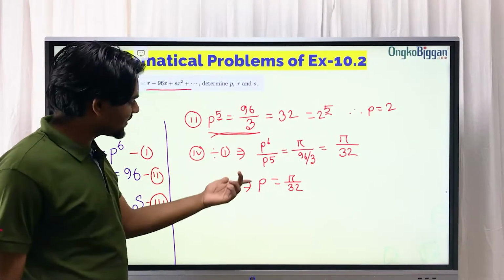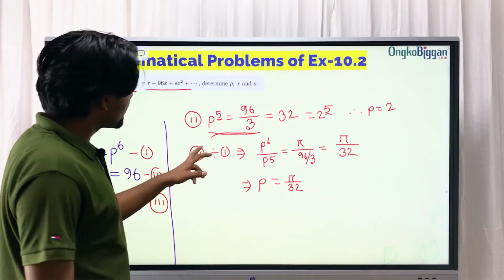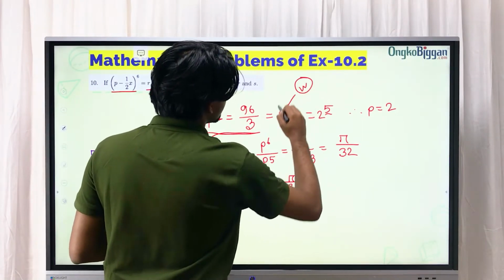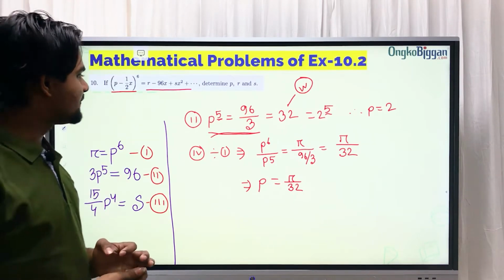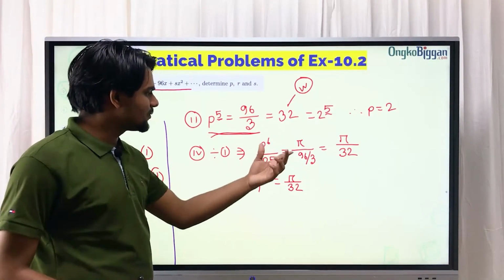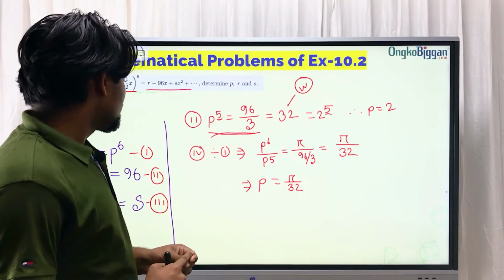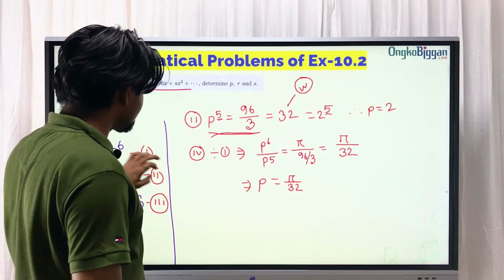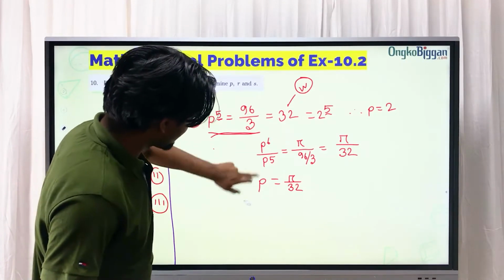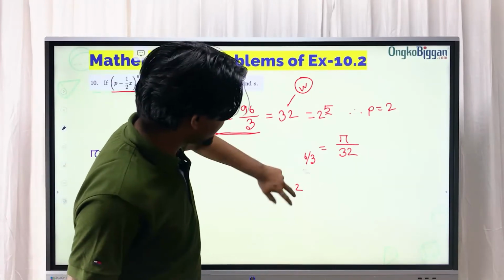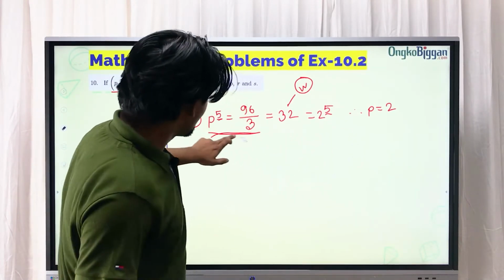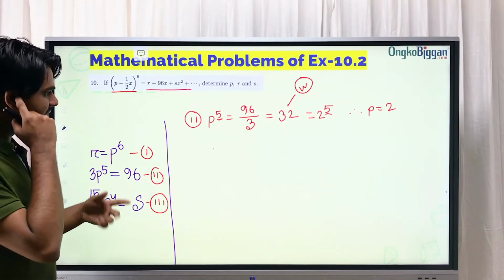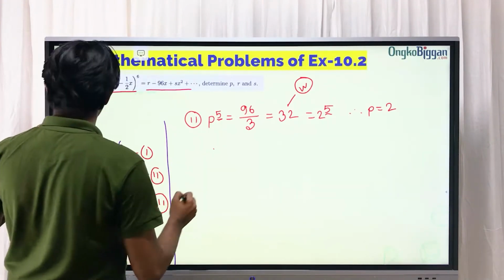And then we have divided the fourth value, that is p to the power of 6 divided by p to the power of 5, but we could directly get the value. We don't need to actually use p to the power of 6. So I can clean them up because we directly got the value of p. So we can put the value of p in 1 and 3 and we will get the value of r and s directly.